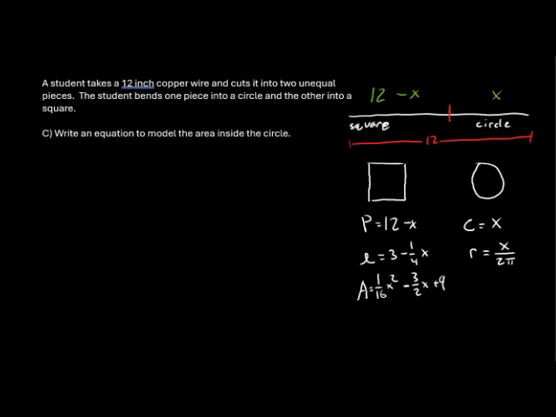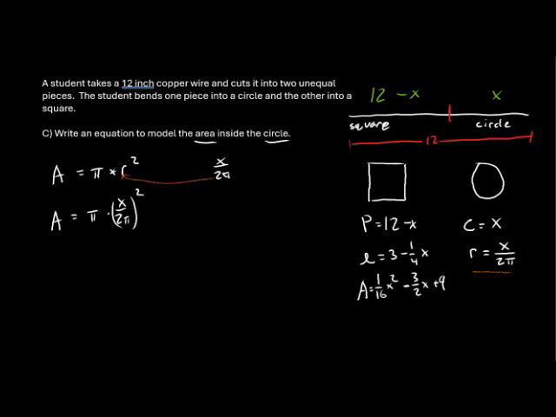We can also model the area inside the circle. Since we're going for area of a circle, we must say the area is equal to pi times r squared. However, we do have an equation for radius that's x over 2 pi. So we are going to replace r with that x over 2 pi. Therefore, our area is equal to pi times x over 2 pi squared.